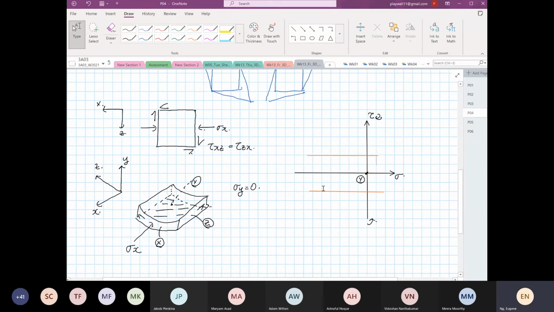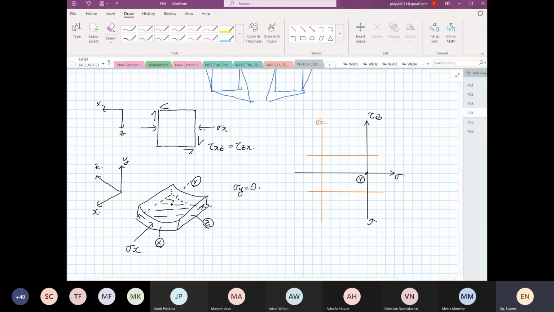Right? Okay, so over here, we know that stress X has a compression. So we know that this is our stress X line. That is our stress X line.